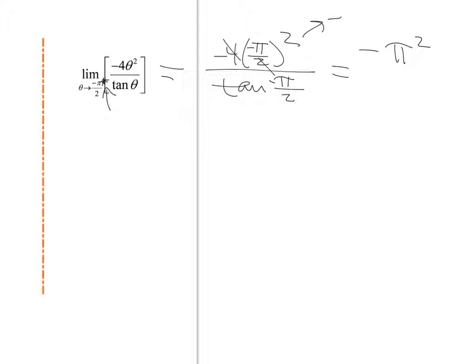So remember, that's going to be negative 4 times pi squared over 4 when we do the squared. And so these 4's are going to cancel. It's going to be negative pi squared.